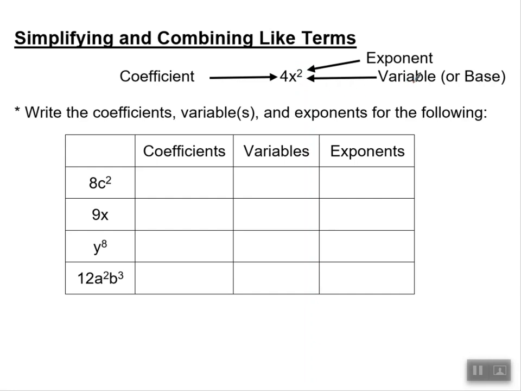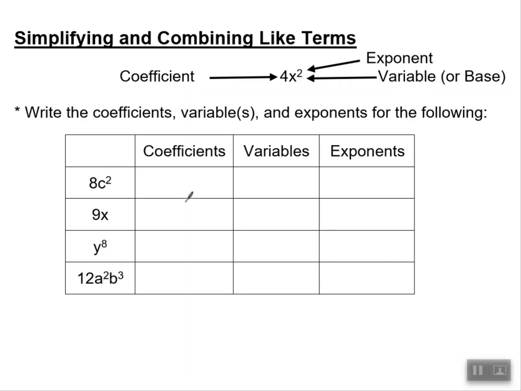It has a variable, we can also call that the base, and the variable has an exponent. That's that tiny little number up here. It's a 2 in this case. We need to know all three parts by these vocabulary words: coefficient, variable, and exponent. So let's practice identifying those three things. I have four terms in this table.